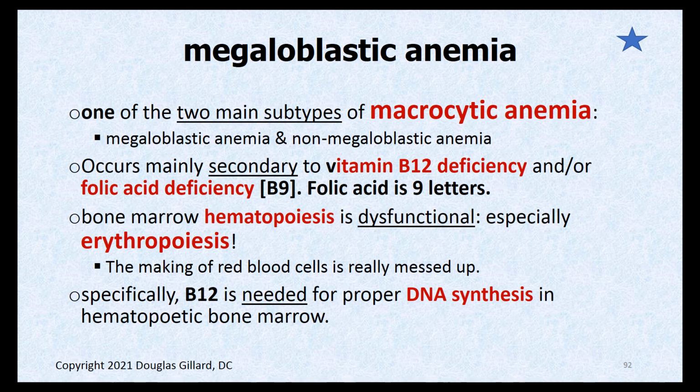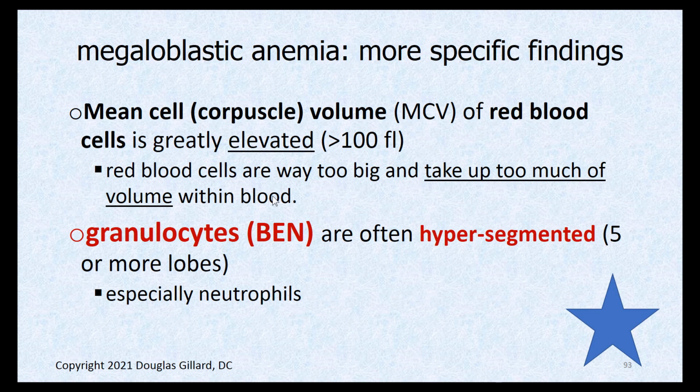How do you remember folic acid deficiency is vitamin B9? How many letters does folic acid have? 1, 2, 3, 4, 5, 6, 7, 8, 9. So that gives you the answer, right? B9 is folic acid. Bone marrow hematopoiesis is dysfunctional because you need folic acid and especially B12 for proper DNA synthesis. So you can't make the components of the nucleus. Right?